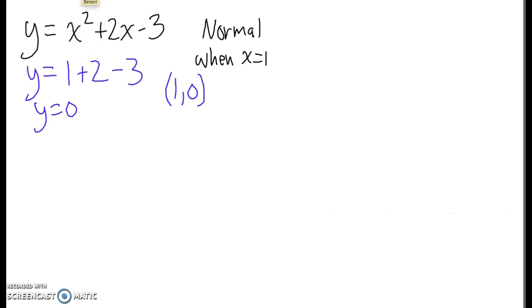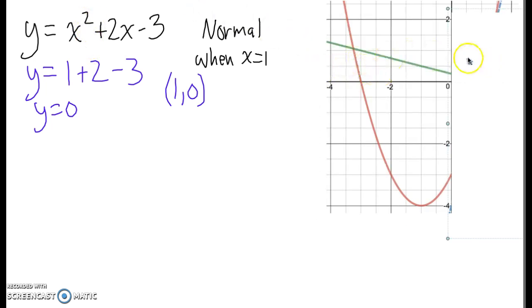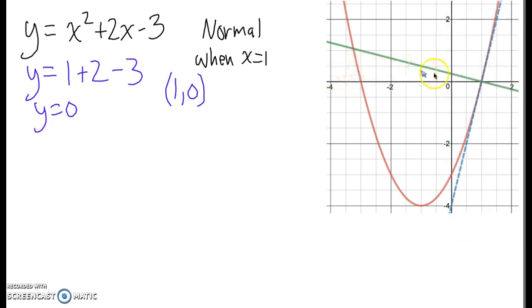And if we actually look at a graph of this, we do see that it will in fact go through that point. Now I've already taken the liberty to draw in that point, not only the tangent, which you see in blue dotted, but you see a green normal that is perpendicular to the tangent. So before we can go any further, we have to find the slope of the tangent line, because then we can use that to find the slope of the normal.